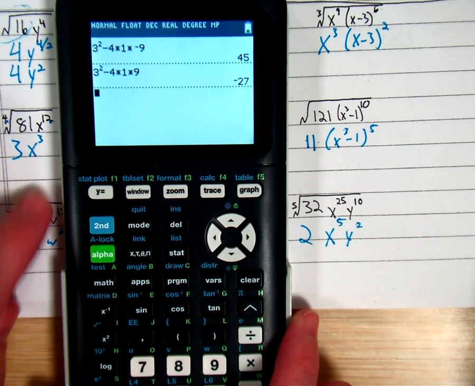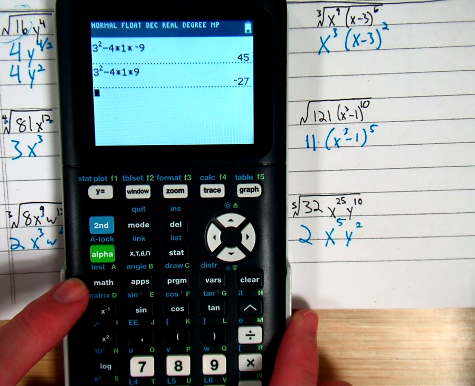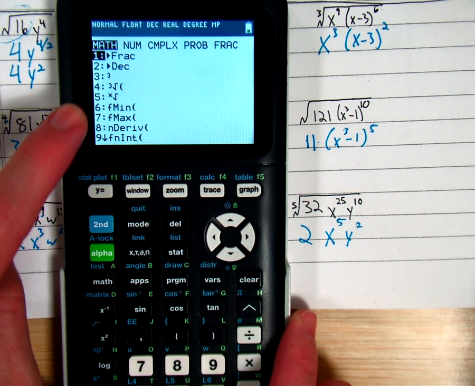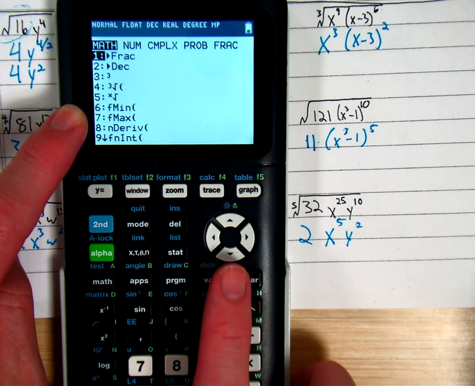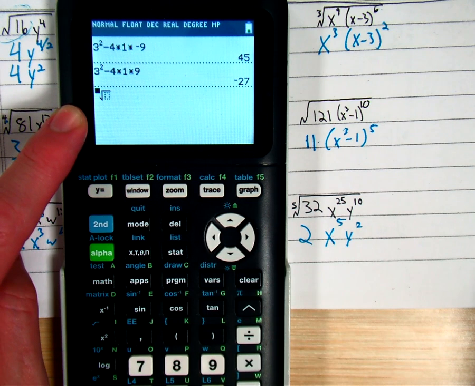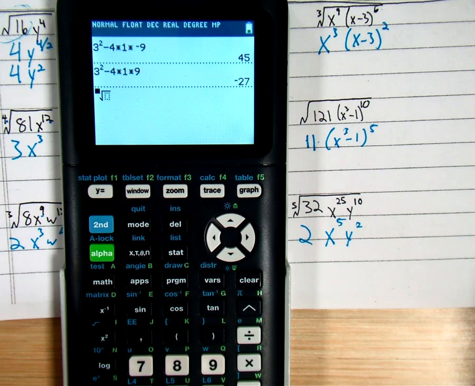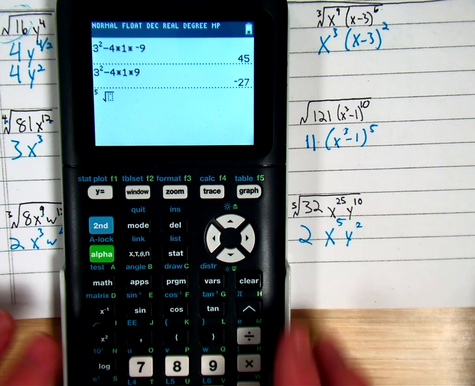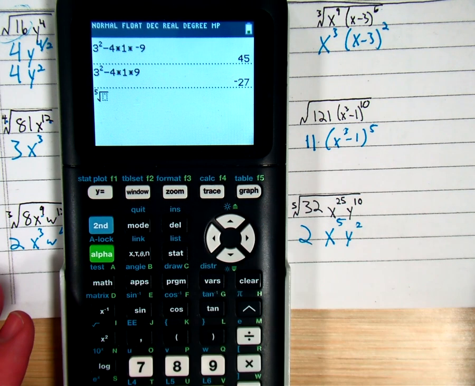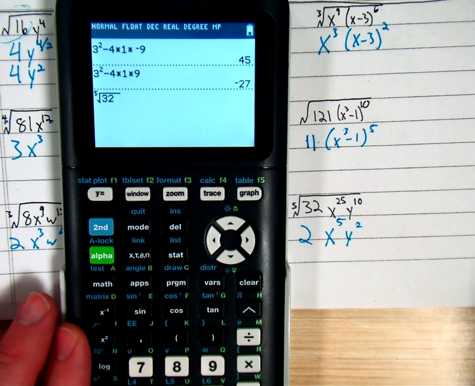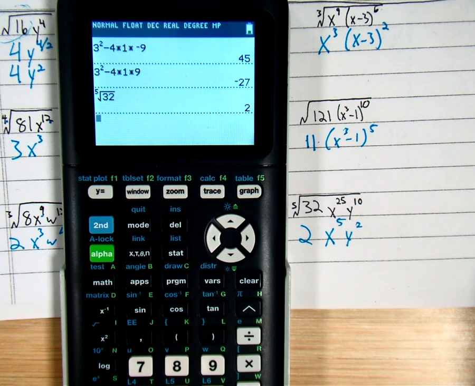All right, or we can also, if it works out nice, use our calculator. Okay, push math, and then we're looking for the X root button, the 5th option. All right, and then we get a little blank root thing. So we can put that 5th root up there, and then arrow down inside the radical and put 32, 2. All right.